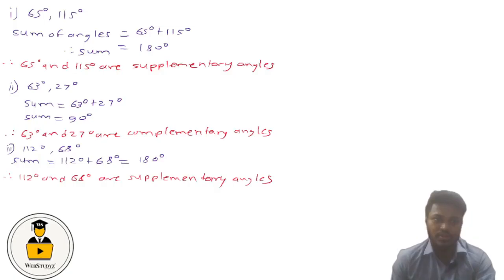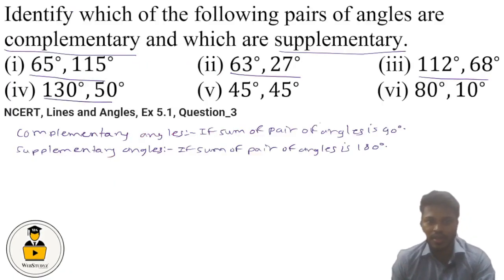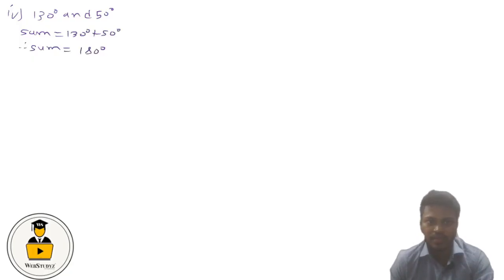Let us consider the next pair, 130 degrees and 50 degrees. Let us calculate the sum. So 130 plus 50 degrees. So therefore the sum comes out to be 180 degrees. Now since the sum is 180, we can say that 130 and 50 degrees are supplementary angles.